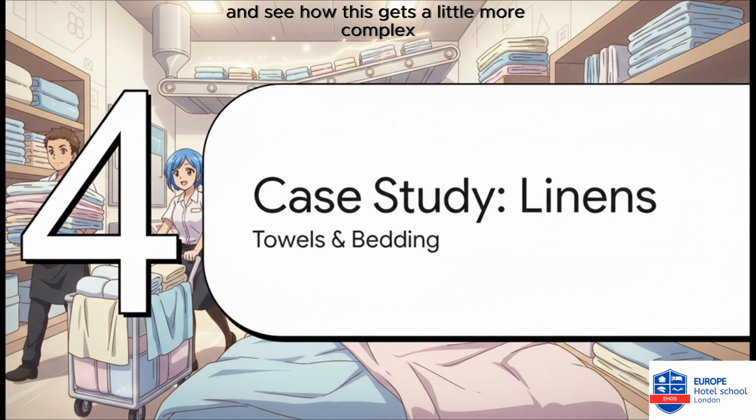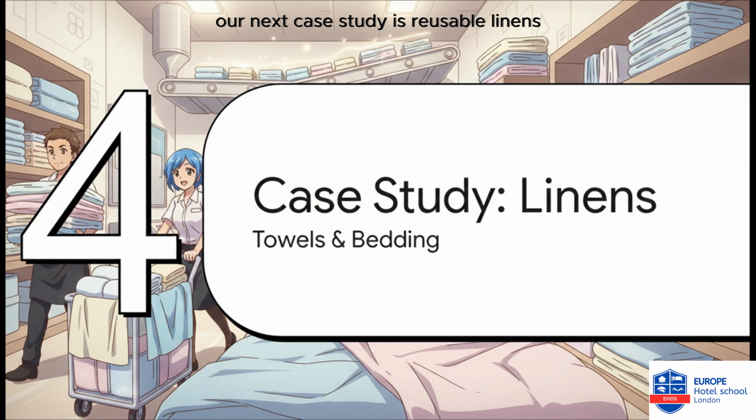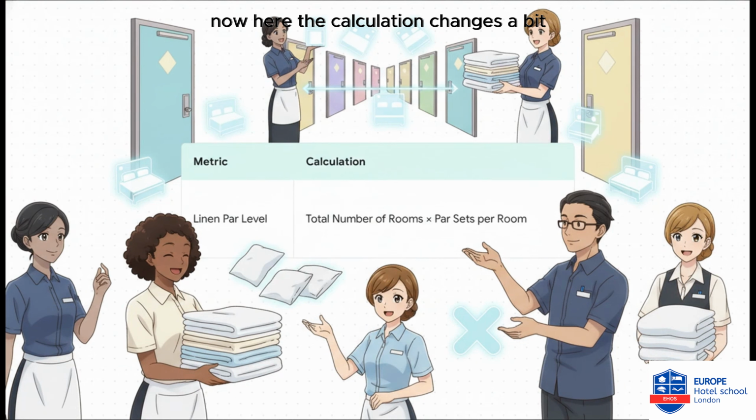All right, let's move on and see how this gets a little more complex. Our next case study is reusable linens, things like towels and bedding. You know, the items that are constantly moving through every part of the hotel. Now here, the calculation changes a bit.